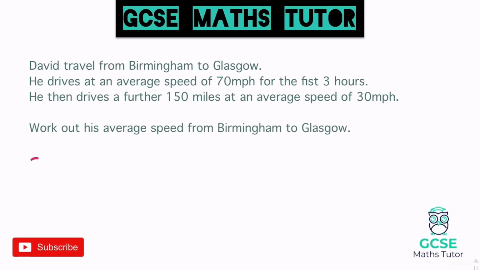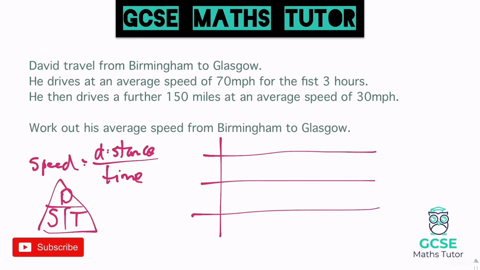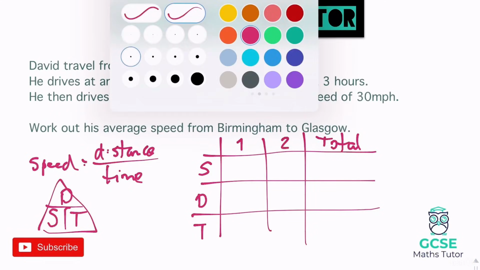So I want to write down my formula, which is speed equals distance over time. And again, we can put that into a formula triangle if we want, and I'm going to do that. So speed equals distance over time. So speed, distance, time. I'm going to use a little formula triangle. So let's see if we can tidy up what we've got here in a little two-way table. And again, for each one, we're going to need a speed, we're going to need a distance, and we're going to need a time. Now we've got the first part of the journey, the second part of the journey, and we've got the total journey. So let's split this all up and write in what we've got so far.